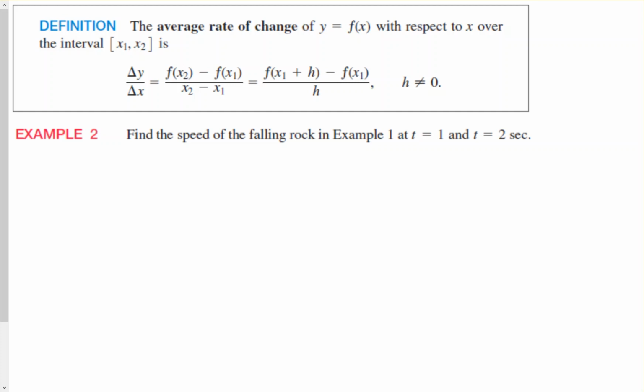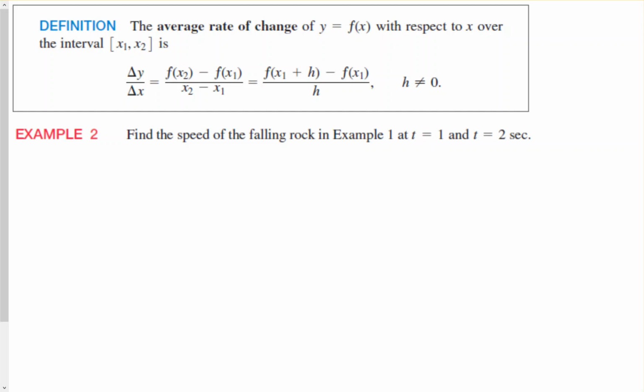In this one it says, find the speed of the falling rock in example 1 at t equals 1 and t equals 2 seconds. The way we get that is if we take our average rate of change for our function, and as we get closer and closer to that second, we have this formula for that. As the amount of distance gets closer and closer to the point where we're looking at, for example t equals 1, that would give us the speed of the rock.